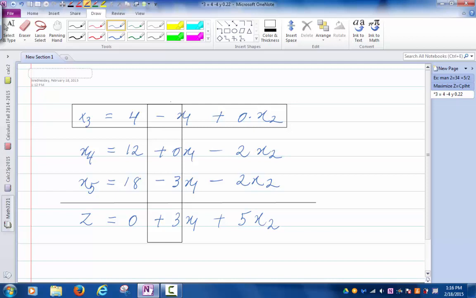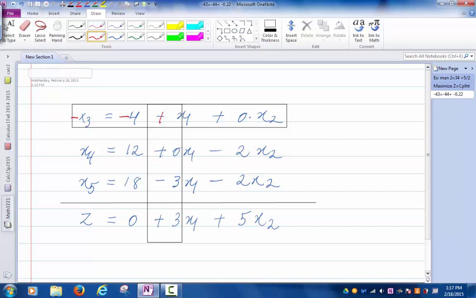What is that? -1. So if you don't mind, I'm going to make this a +1. In this case, you really don't have to, but what I'm trying to describe is that usually you want to divide the pivot row by the coefficient of the entering variable. Divide the pivot row by the coefficient of the entering variable. That's what I'm doing.